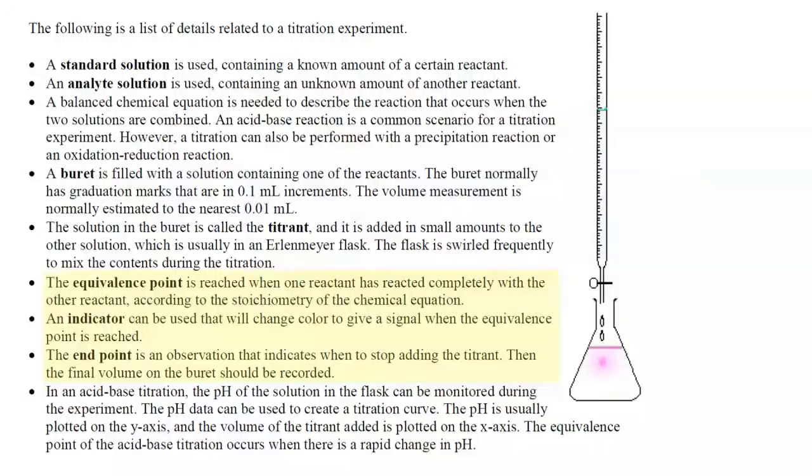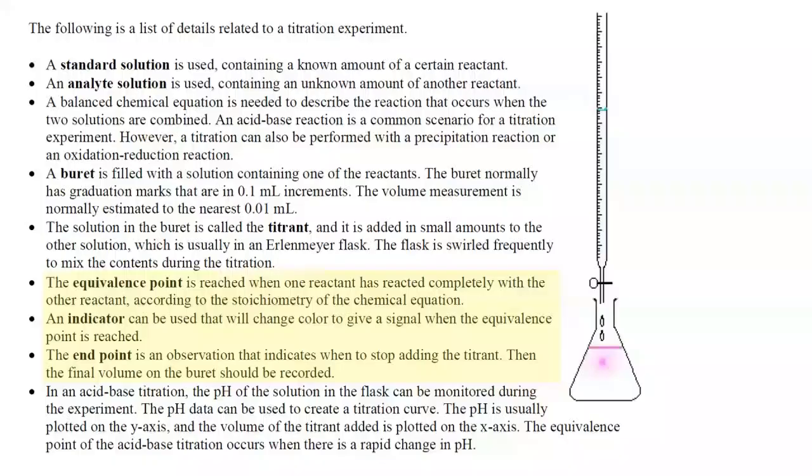As you already know, during an acid-base titration, there is the equivalence point. When the equivalence point is reached, one reactant has reacted completely with the other reactant according to the stoichiometry of the chemical equation. And when you are very close or at the equivalence point, there's often a rapid change in pH. So if you choose the appropriate indicator, then you can get the indicator to change color very near or exactly at the equivalence point.